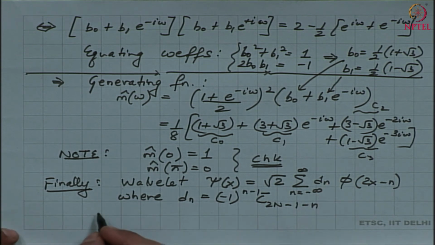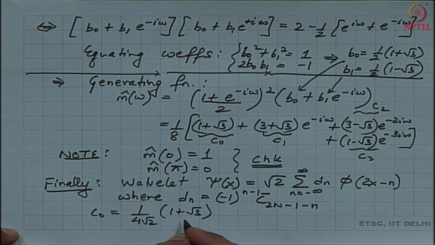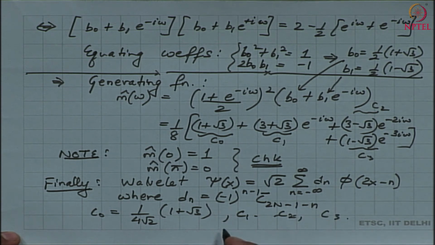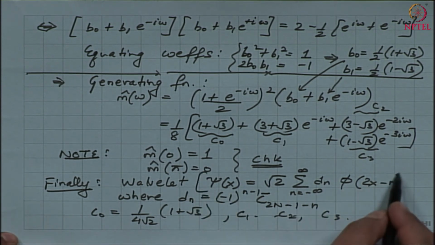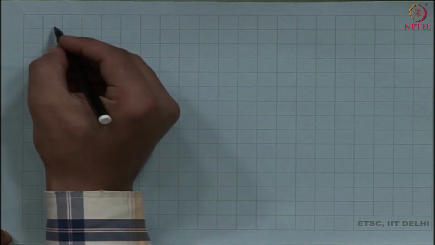So, in particular, my C0 is 1 by 4 square root 2 times 1 plus square root 3. Notice that I have taken a factor of square root 2 out, so hence it is not 1 by 8, but 1 by 4 square root 2, and then I can write C1, C2 and C3. Notice that my discussion on the wavelet with two orders of vanishing moments is complete. This in particular is called the Daubechies wavelet. This is the Daubechies wavelet D2.